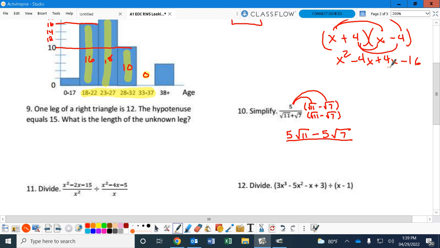What is going to happen to the middle two terms? They're going to cancel each other out. That's why we do a plus and a minus. If the first one's minus, we do a plus. If the first one's plus, we do a minus. Because the middle two terms are going to cancel out.